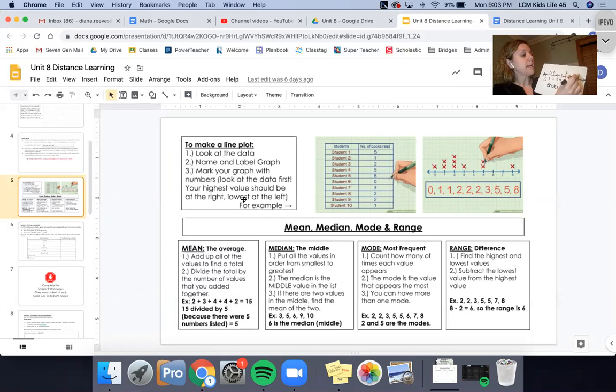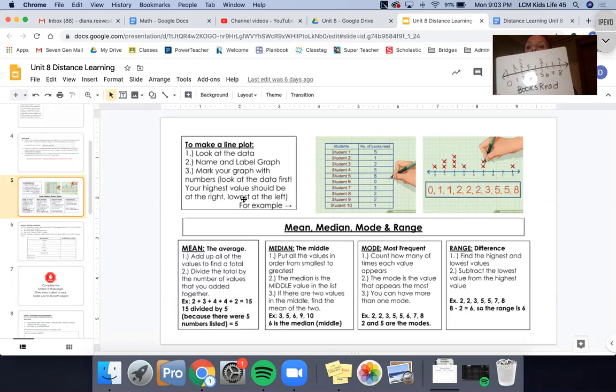Student 5 read 8. Student 6 read none. Poor student 6. Student 7 read 3. Student 8 read 2. So again, that stacks on top. Student 9 also read 2. And student 10 also read 1.